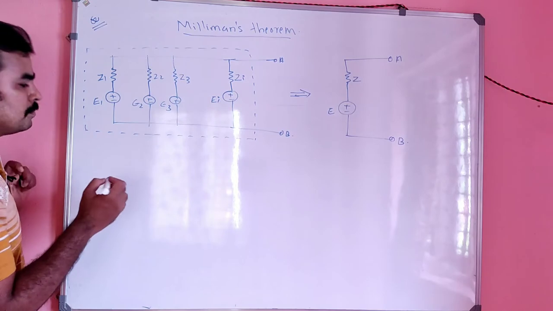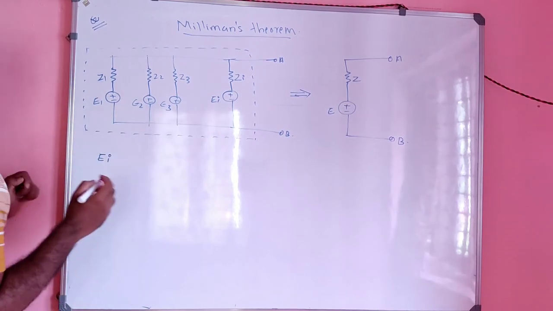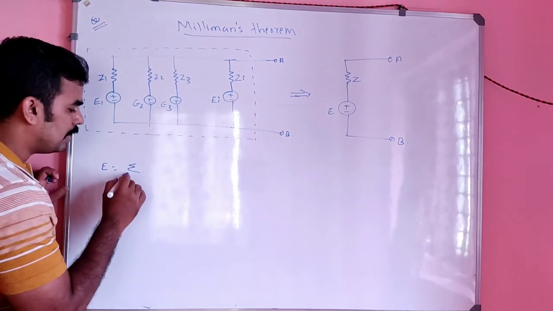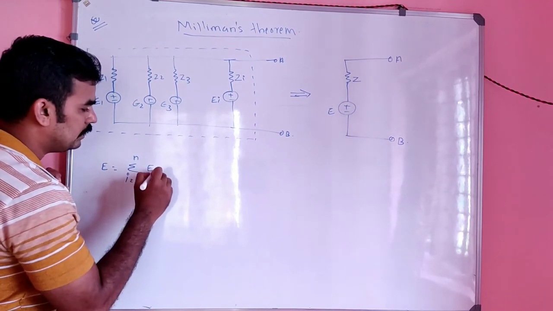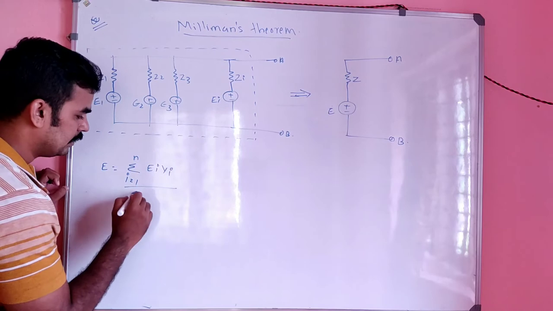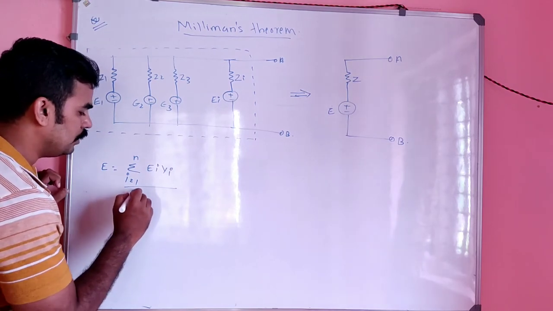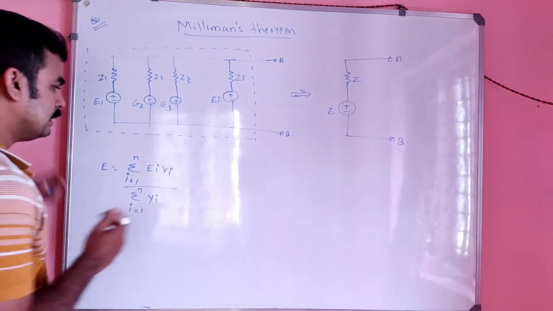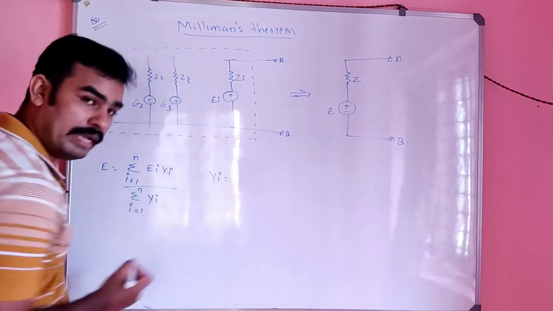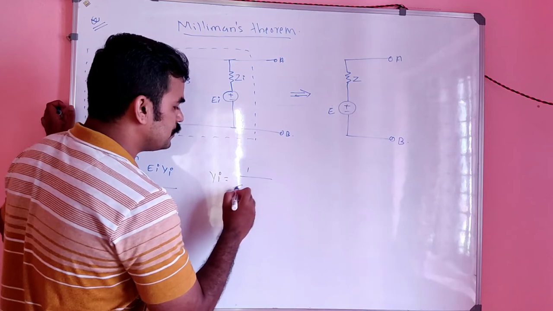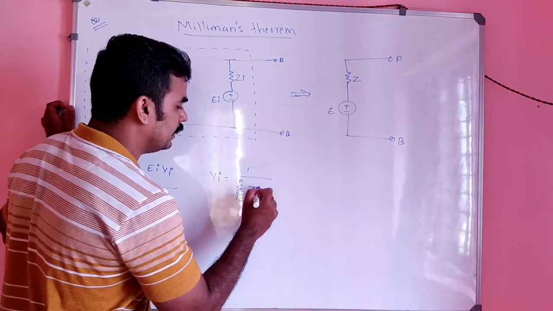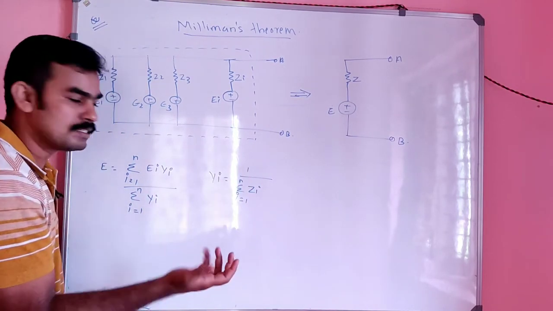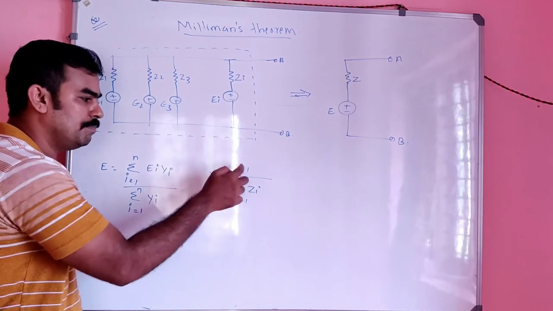Here E is nothing but this E: E equals the sum from i equal to 1 to n of Ei Yi, divided by the sum from i equal to 1 to n of Yi, where Yi is nothing but the reciprocal of impedance. Y is the admittance, so Yi will be 1 by Zi.